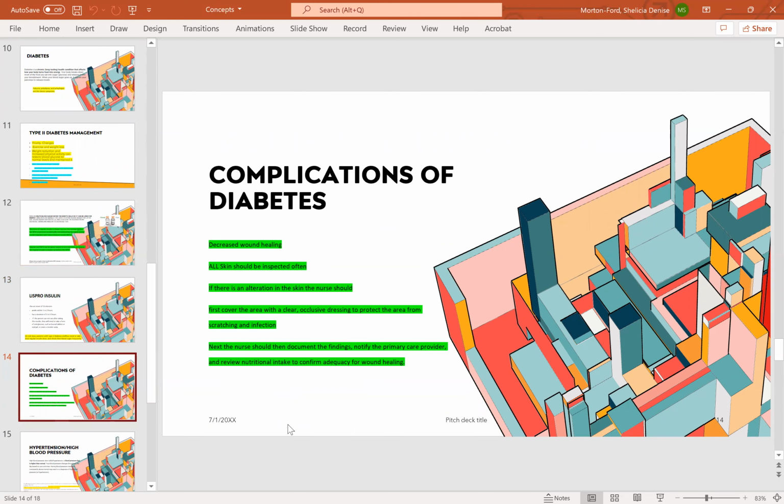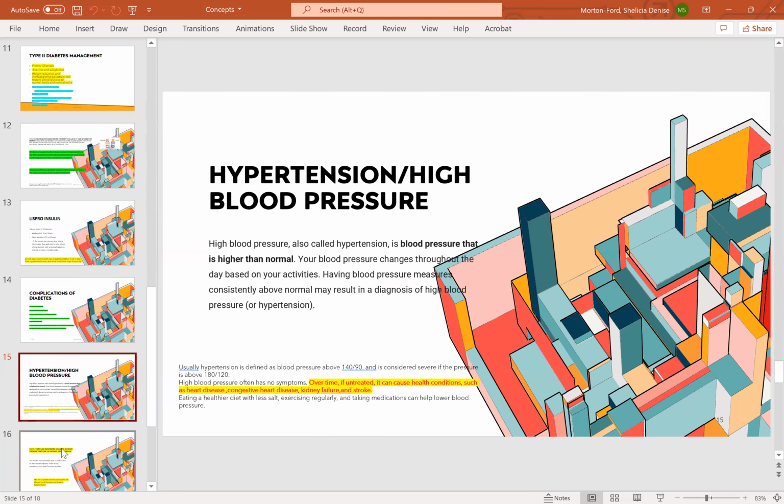Complications of diabetes occur when the diabetes is poorly controlled. There may be decreased wound healing. All skin should be inspected. If there's an alteration in the skin, the nurse should first cover it with a clear occlusive dressing to protect the area from scratching or infection. Then, of course, you want to document it. You want to notify the healthcare provider, and you want to look at their nutritional intake, because we do know that nutrition is supposed to help with wound healing.